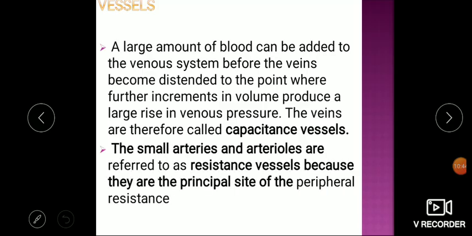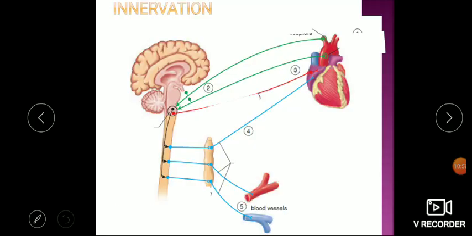On the contrary, the small arteries and arterioles are referred to as resistance vessels because they are the principal site of peripheral resistance. Whenever there is sympathetic stimulation, smooth muscle contracts and there is a change in the diameter of the blood vessel, which leads to an increase in resistance.